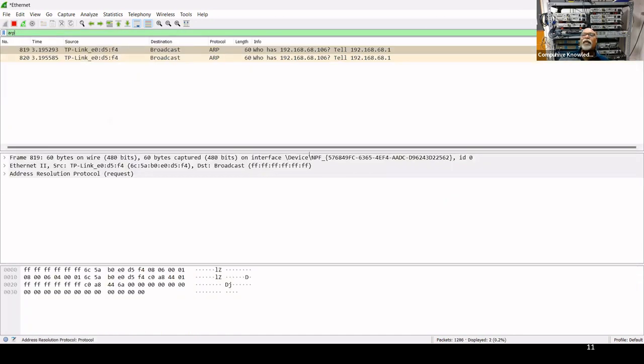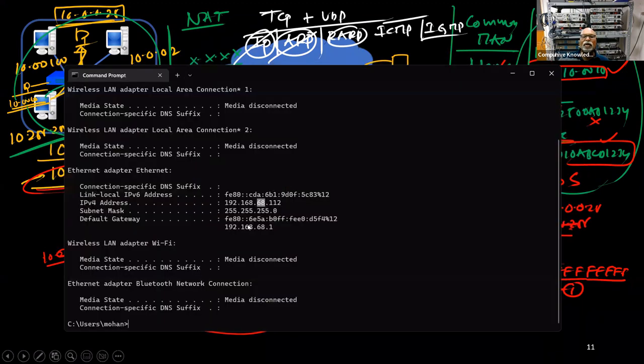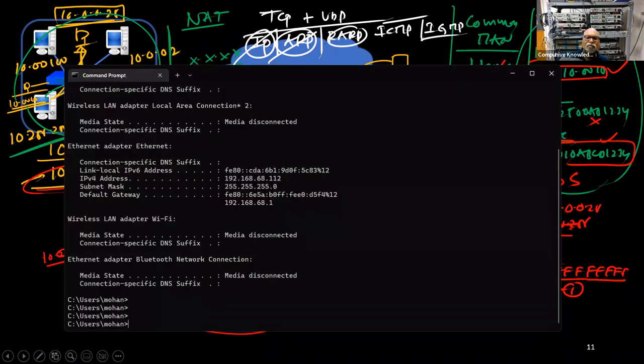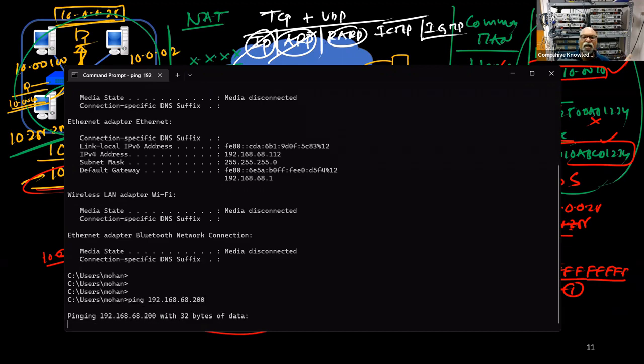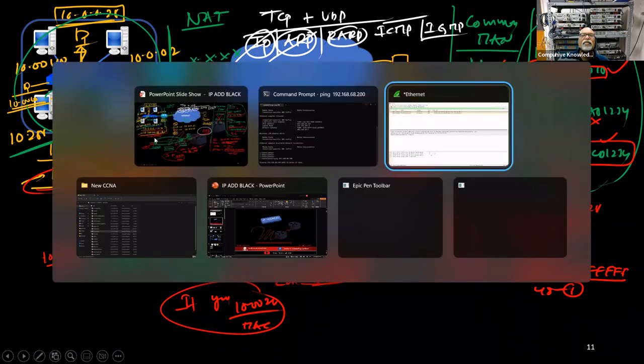I'll capture a live packet for you, sir. I'll go to my system. You know my system is some 192 something. I'll try to reach some other system. Don't ask me how and what I'm doing at all. I just want to show you. That's it. Nothing else. I'm just trying to reach one system. Okay, now see this. What is going on?